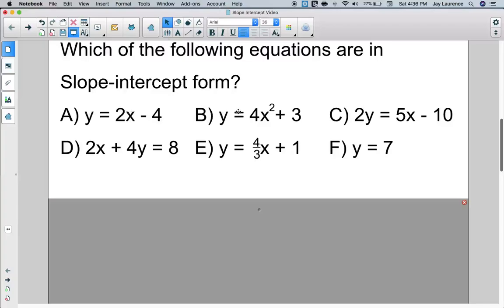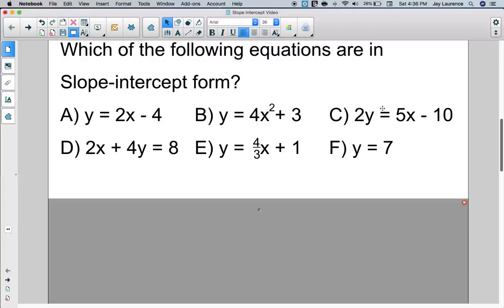B, it is not in slope-intercept form. Sure looks like it, but the exponent of x is a 2. This is not a linear equation. It's true that y is isolated, but it's not a linear equation. Therefore, it cannot be in slope-intercept form. This is actually quadratic, which some of you should start to be putting together now. We've been using that term quadratic, and it actually makes the thing called the parabola. All right, a U-shape, in other words.